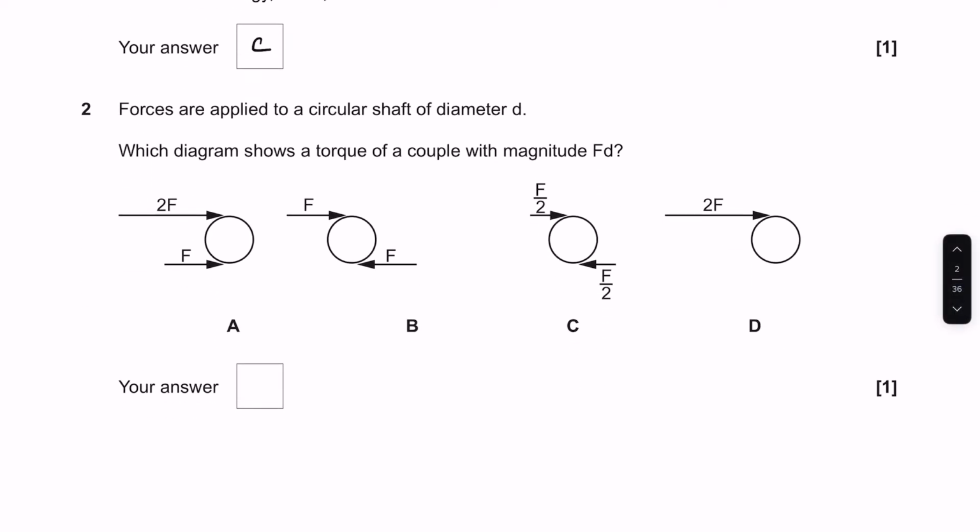For question number 2, we are given that forces are applied to a circular shaft of diameter d. Which one gives you a correct representation of the torque? With the magnitude Fd. So the answer to this will be B, because torque is basically the force applied multiplied by the distance between the two forces. So that's going to be the diameter, so it's going to be B.